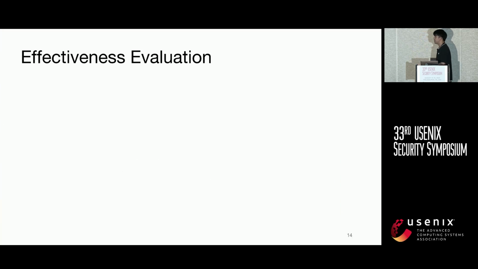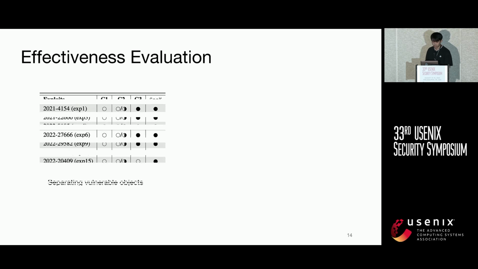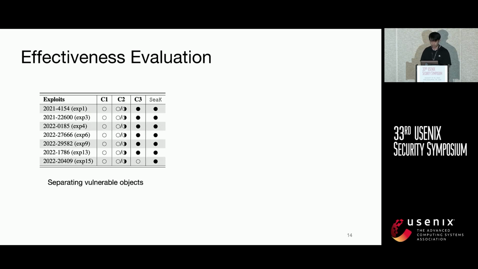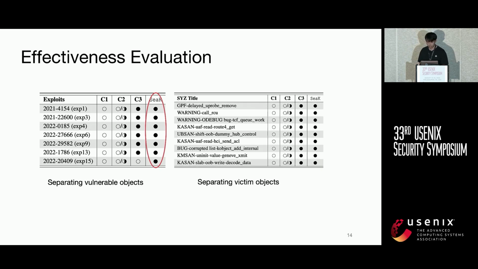We also did an effectiveness evaluation. For separating vulnerable objects, our work can successfully prevent all the exploits we selected in our paper, including Dirty Cred. It's because we select privilege as our key, so files with different privileges will be allocated in different regions. For separating victim objects, our work can prevent all 48 bugs we selected in our paper.